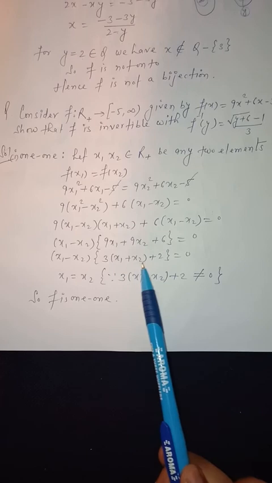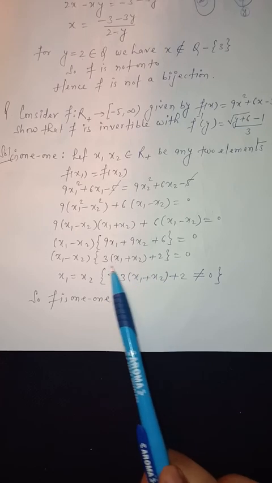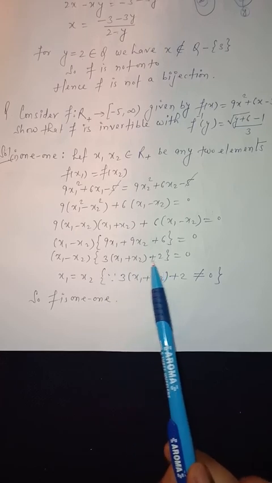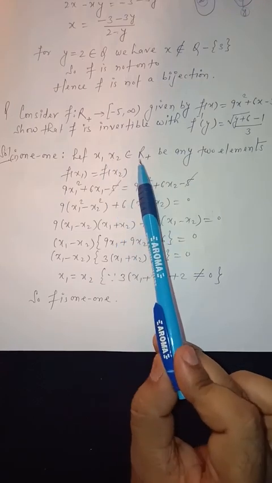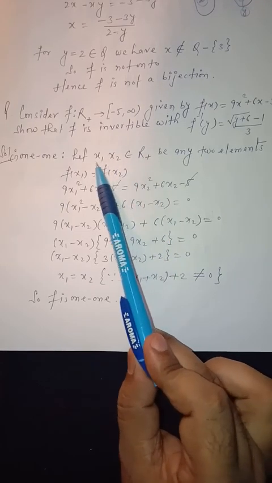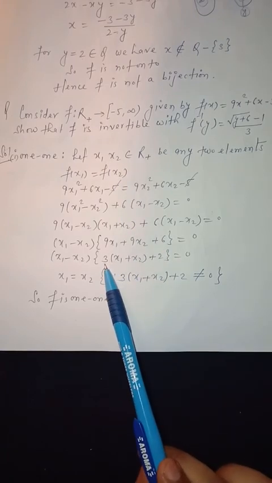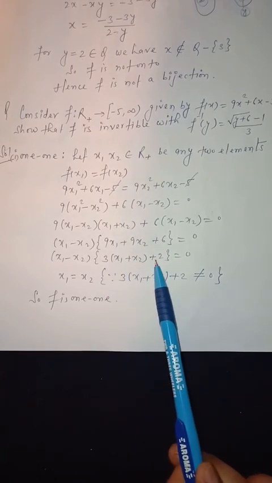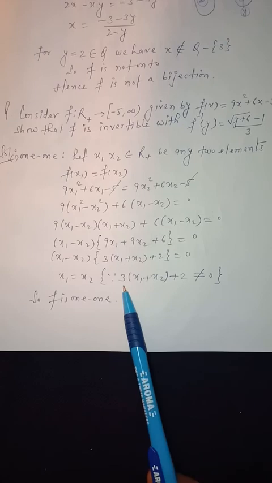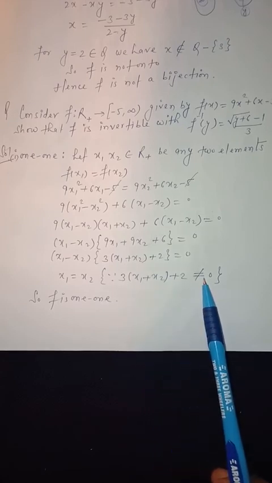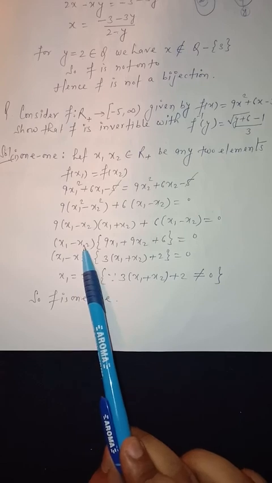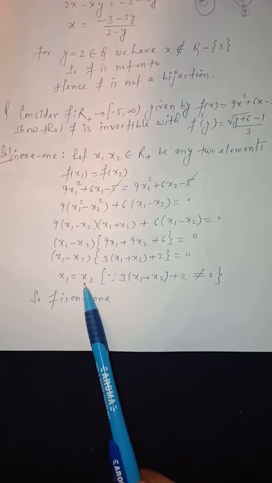So now focus here, this is addition, 3 times x1 plus x2 plus 2. Now it is given that x1 and x2 are in R plus, meaning these numbers are positive. It means the sum of all positive numbers can never be 0. So that's why I have written that 3x1 plus x2 plus 2 should not be equal to 0. It means x1 minus x2 is 0. So when this is 0, x1 is equal to x2.